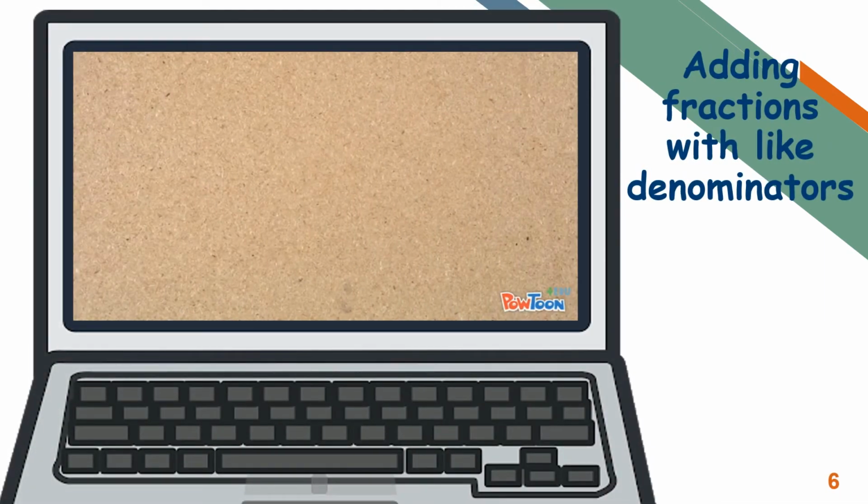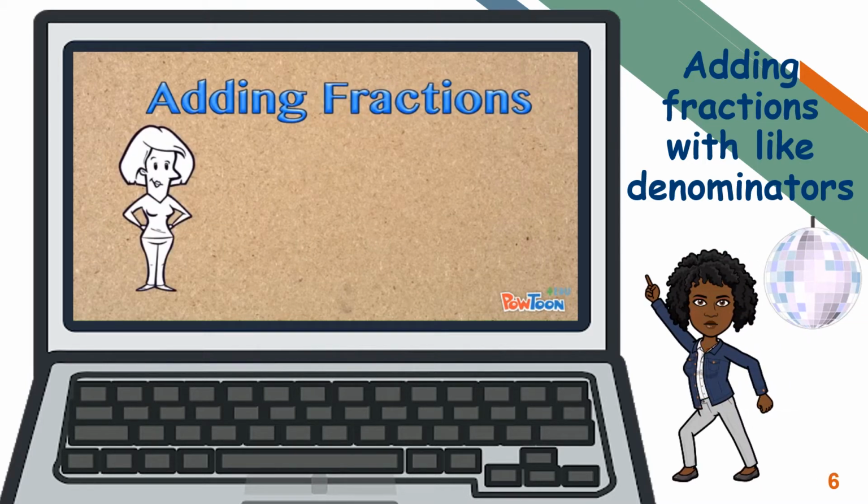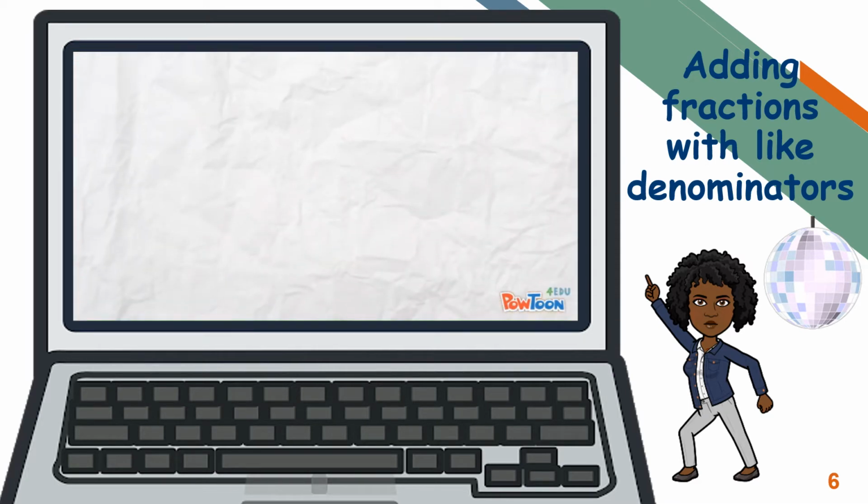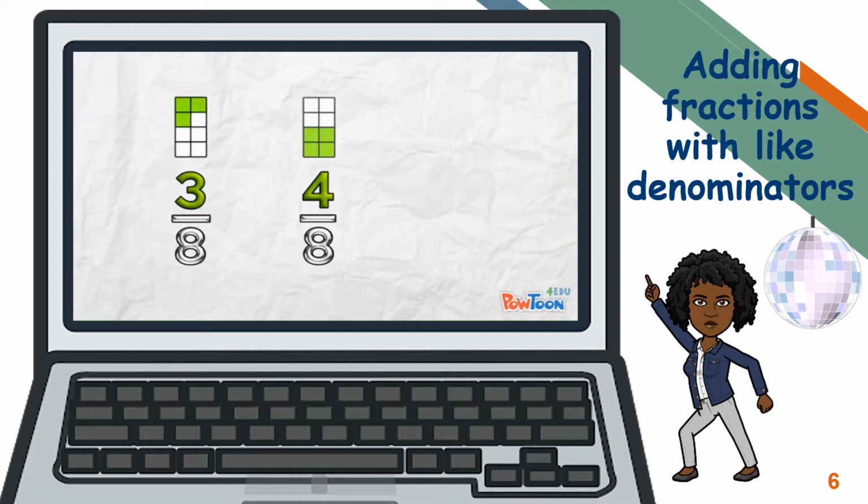Here's a quick intro for adding fractions with like denominators. Adding fractions with a common denominator. We have two fractions, and here's a model to represent them. We have to add them together. Both of the wholes are divided up into 8 parts, so we've got denominators of 8 on both of these fractions. In total, we have some number of parts out of 8. We add the shaded parts to find out how many parts we've got, and that's going to be our numerator. 3 plus 4 is 7 parts out of 8.